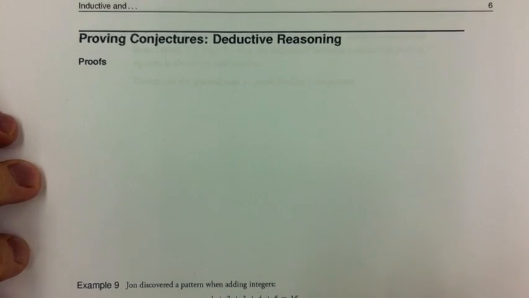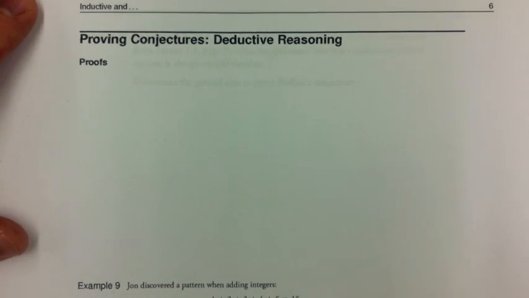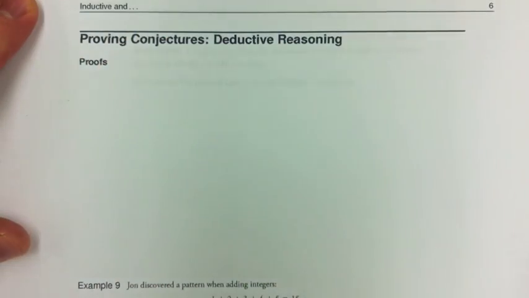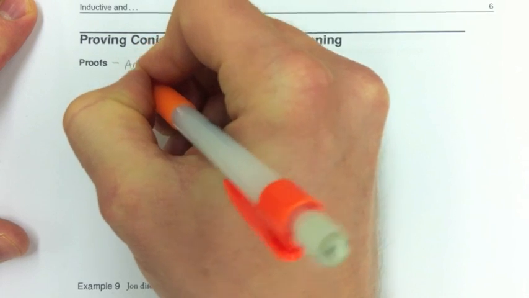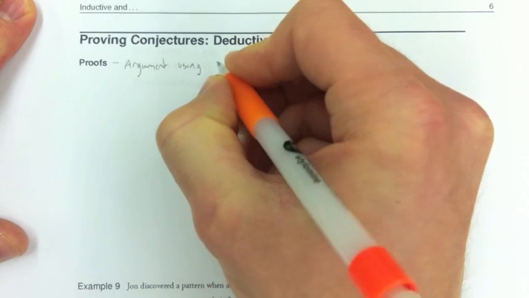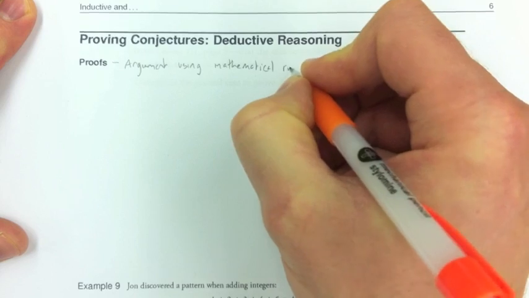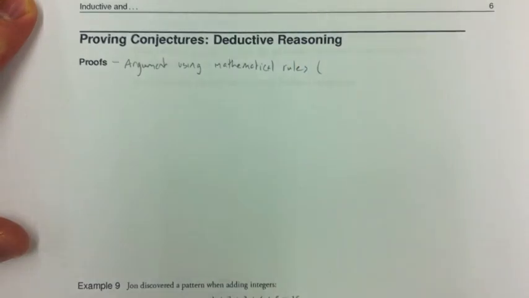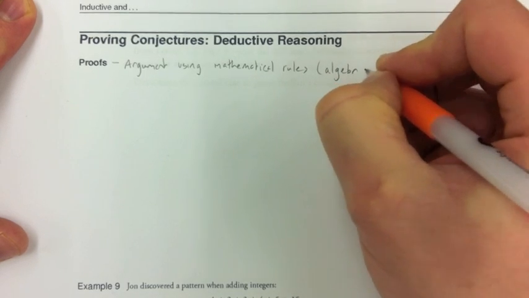Alright class, we're going to take a look now at proofs. A proof is simply a way of showing that a conjecture is true for every possible combination of numbers. Usually when we talk about proofs, a proof is an argument using mathematical rules. So an argument using mathematical rules, and often it helps just to think about that as algebra.